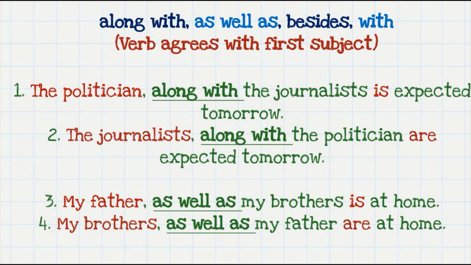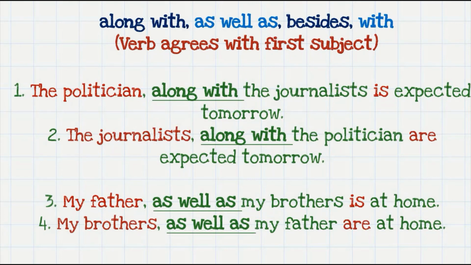Well, just like we saw with either-or and neither-nor, there may be two subjects that are joined by other words such as along with, as well as, besides, or with. In this case, the verb agrees with the first subject: the politician, along with the journalist. So now you have the subject, the politician, and the second subject, the journalist. The verb agrees with the first subject. So the politician is a singular subject, the journalist is a plural subject, but the verb agrees with politician and so we use a singular verb, is.